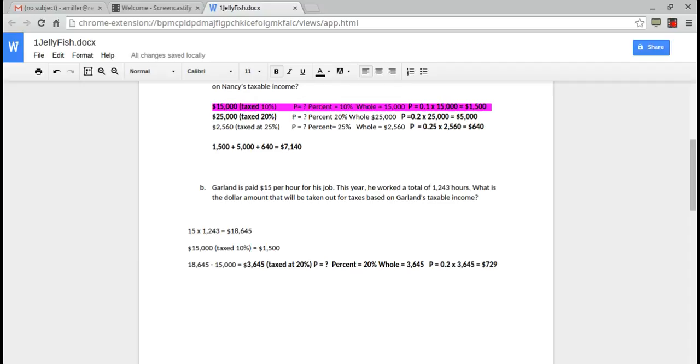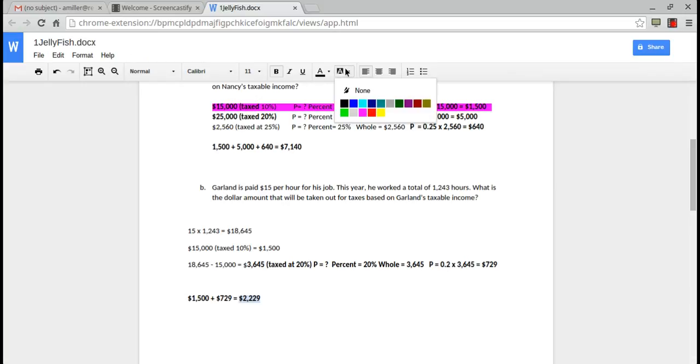So the $1,500 is the amount he's taxed in the first bracket. The $729 is the amount he's taxed in the second bracket. And we want to know how much his total is taken out in his taxes. So I'll take the first amount of $1,500 and add the $729 to find out how much tax is completely taken out, which gives us an answer of $2,229. This is the amount that Garland will be paying in taxes.